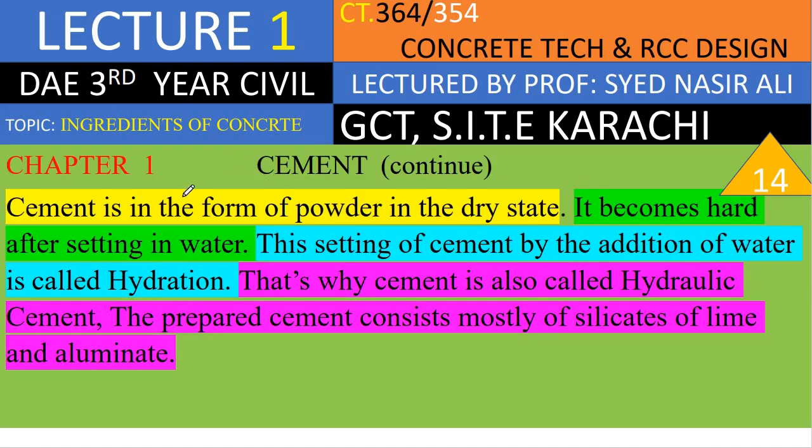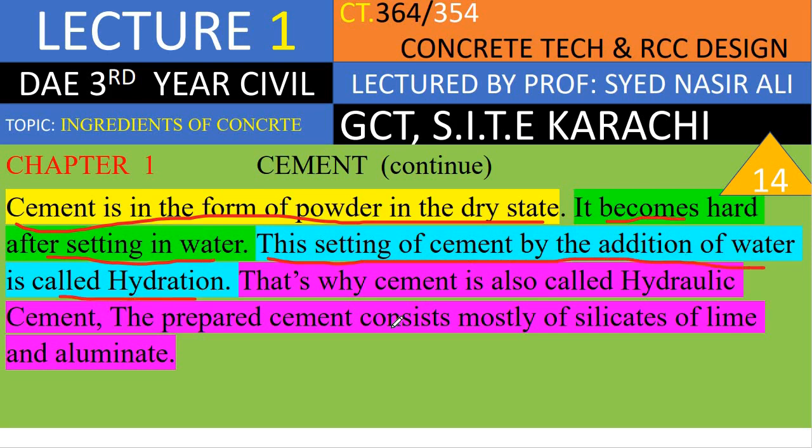Now this is the continuity of the cement. Cement is in the form of powder in the dry state. It becomes hard after setting in water. When we apply water to the cement, it will set. The setting of the cement by addition of water is called hydration. That's why the cement is also called hydraulic cement. The prepared cement consists mostly of the silicates of lime and the aluminates.